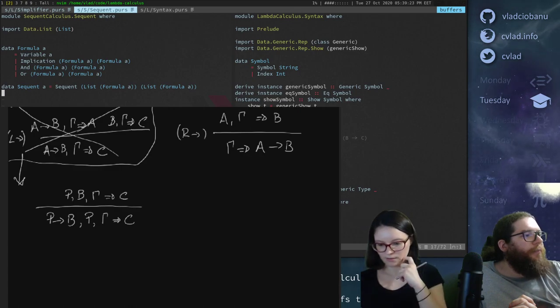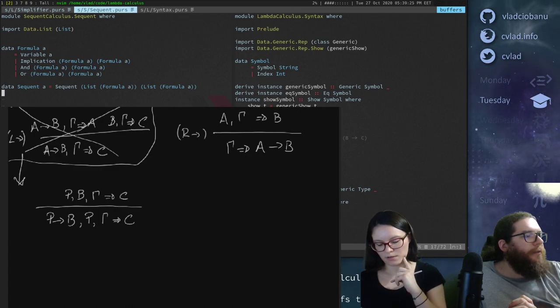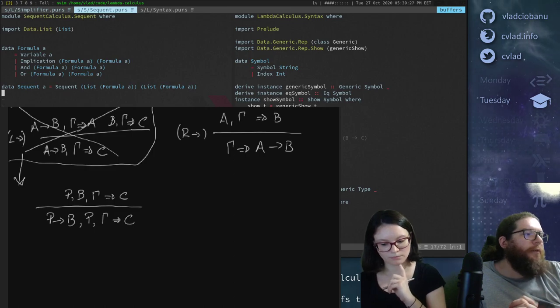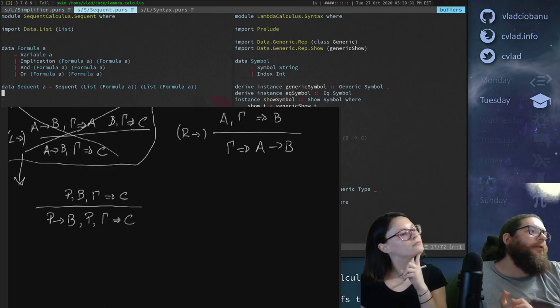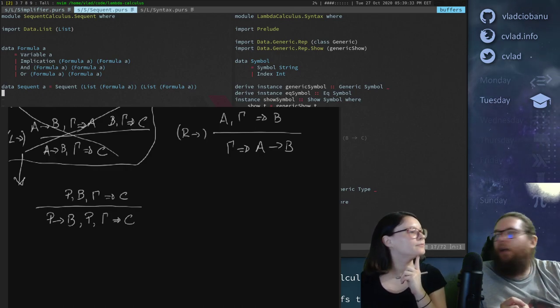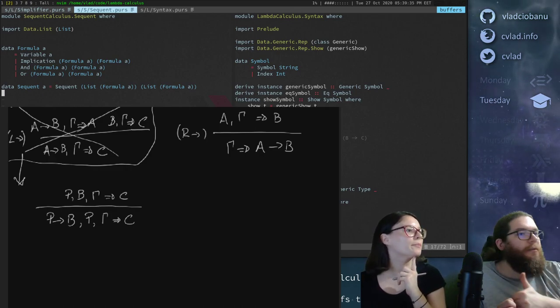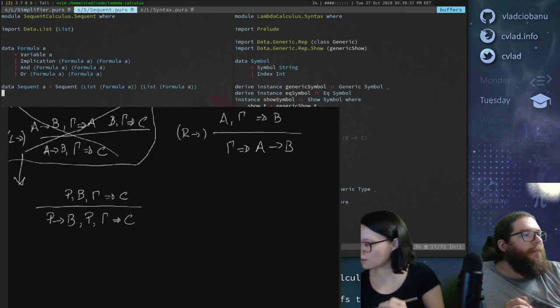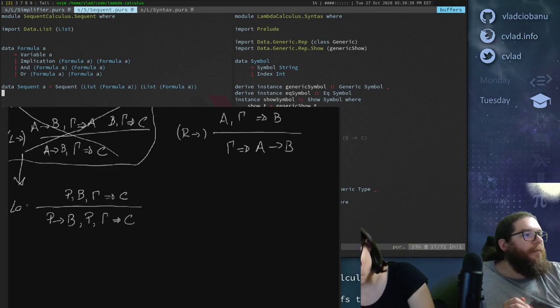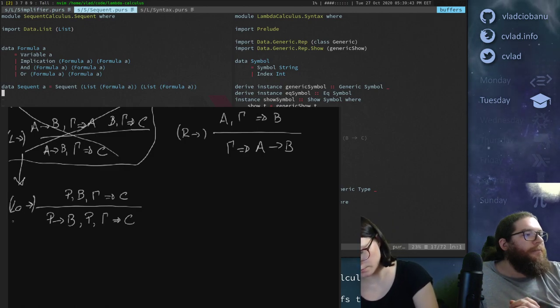Shouldn't we also have P implies B there? No. Because, what if we need it later in C again? Oh, because all we can do is also generate another B. And since we can have an infinite amount of B's, it doesn't matter. Cool. Let's call this L0 implication. This is the first one.